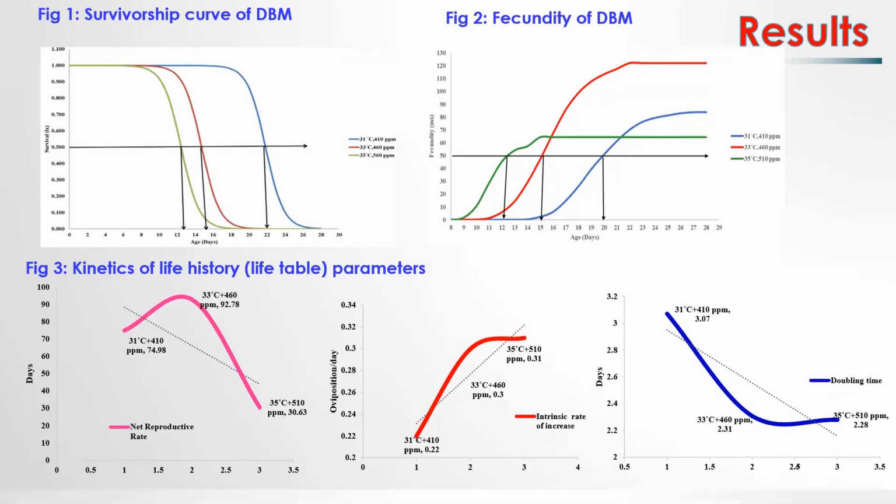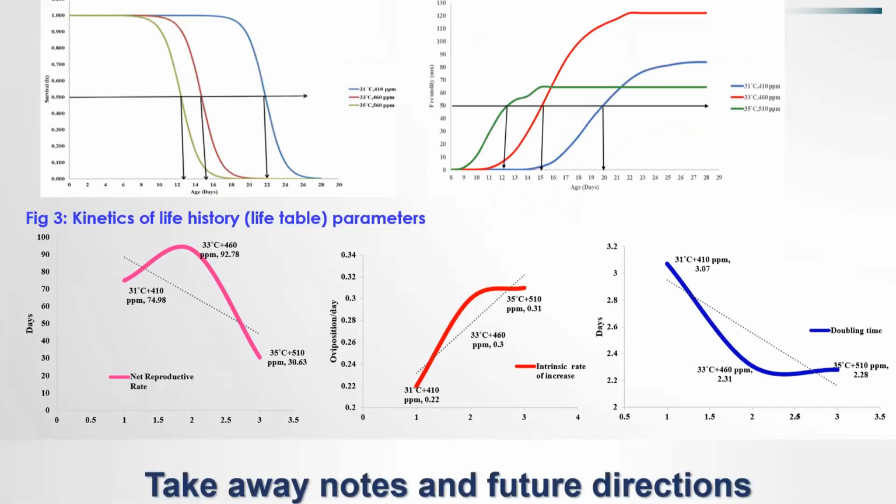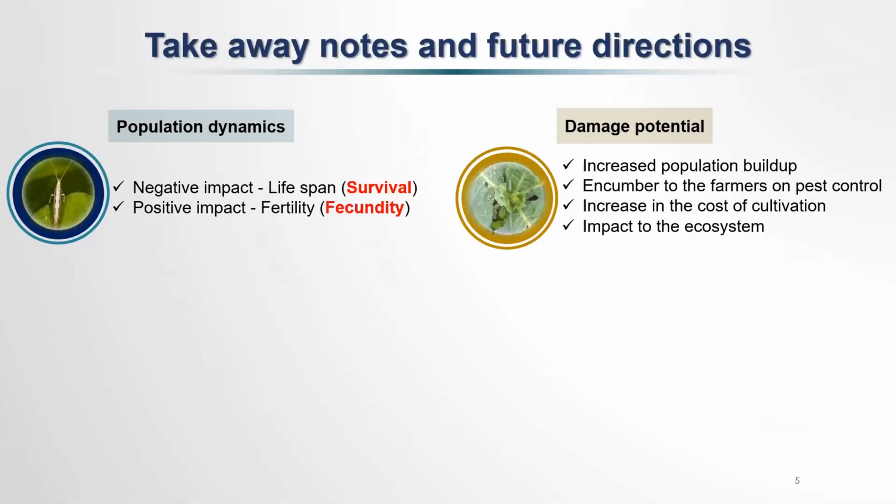So what we could infer here is that the elevated temperature and elevated carbon dioxide conditions have a negative impact on the survival rate, while they positively influence the fertility. That is, the fecundity gets increased when exposed to elevated conditions, which in turn could increase the population buildup in the farmers' field, and the farmers have to apply more pesticides, which could increase their cost of cultivation also.